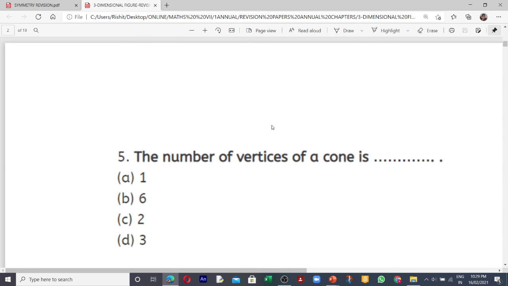Next is question number 5. The number of vertices of a cone. The number of vertices of a cone children. How many vertices of a cone are there? Come on. Okay, 5 A, B, C or D.